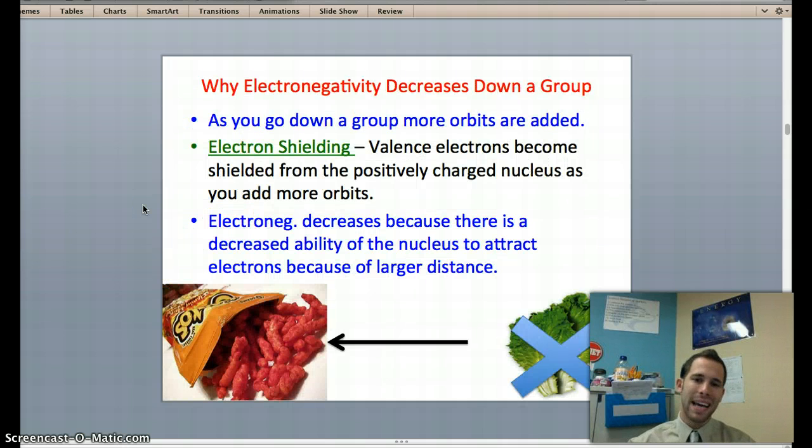Now here's why this happens. As you move down the periodic table, the outer electrons become shielded by the inner electrons from the positively charged nucleus. As we add more orbits, the electrons get further away and the nucleus has to reach through all these other electrons to try and pull this electron in. So as you move down the periodic table and elements get bigger, the electronegativity decreases because the nucleus doesn't have as great an ability to attract those electrons.